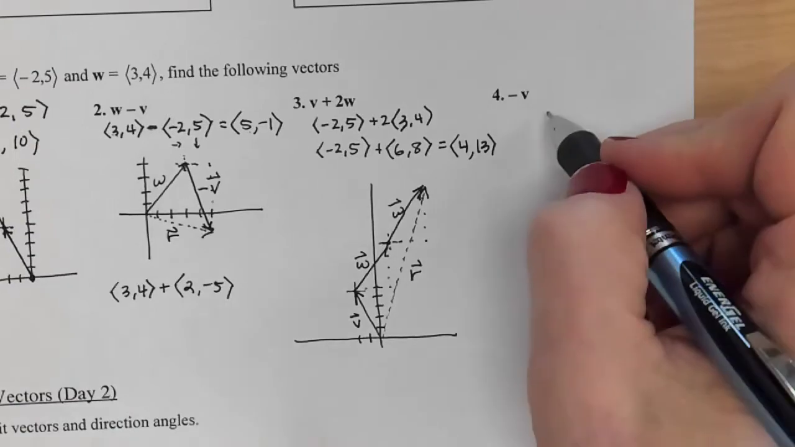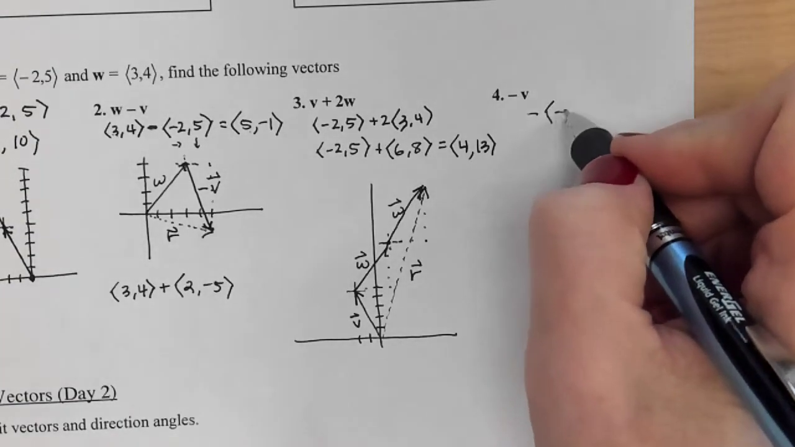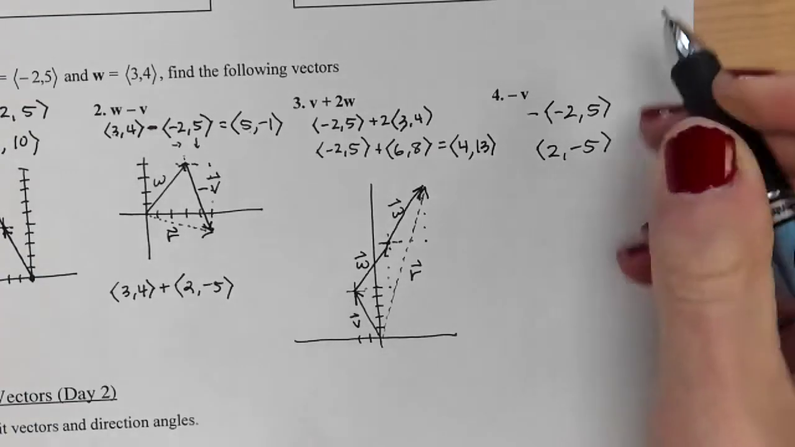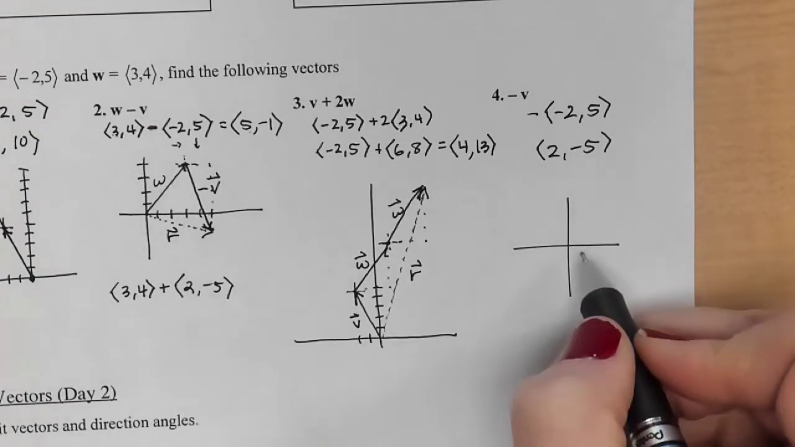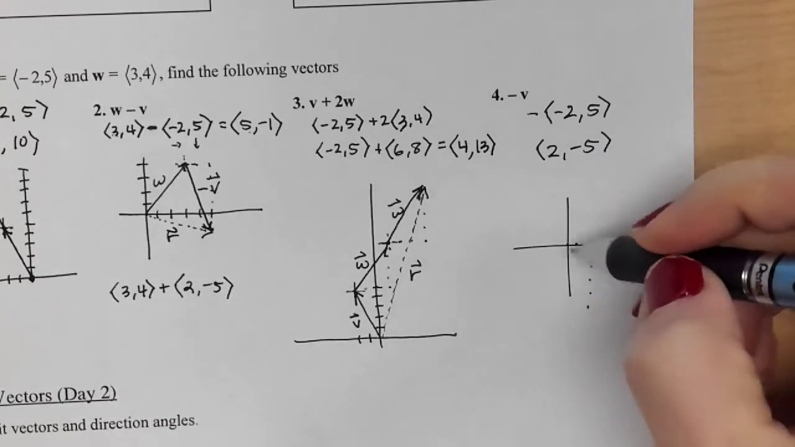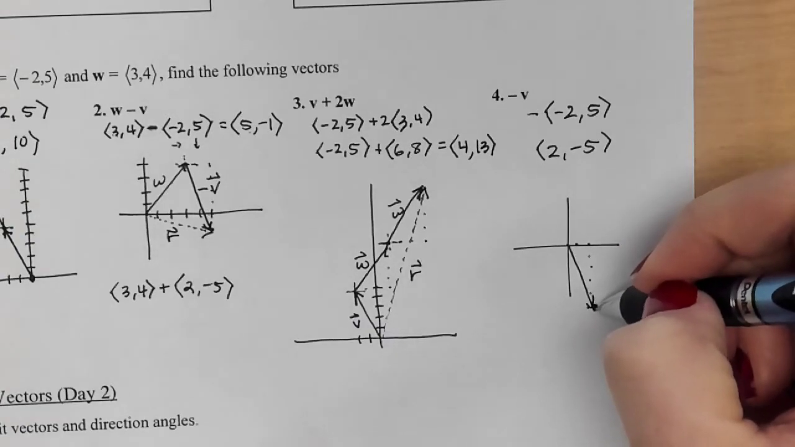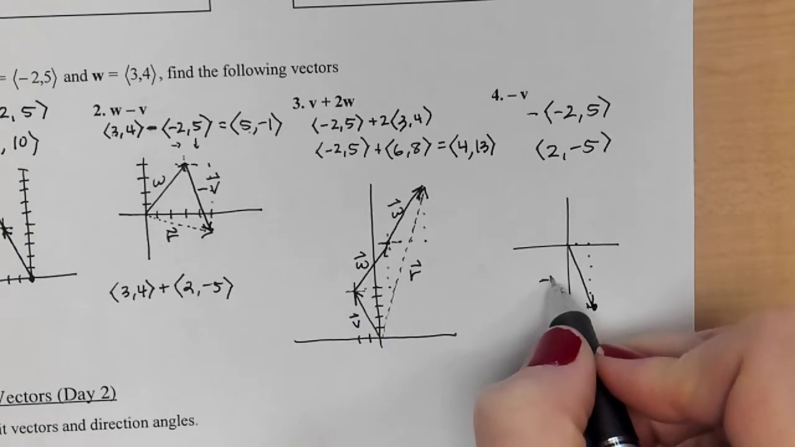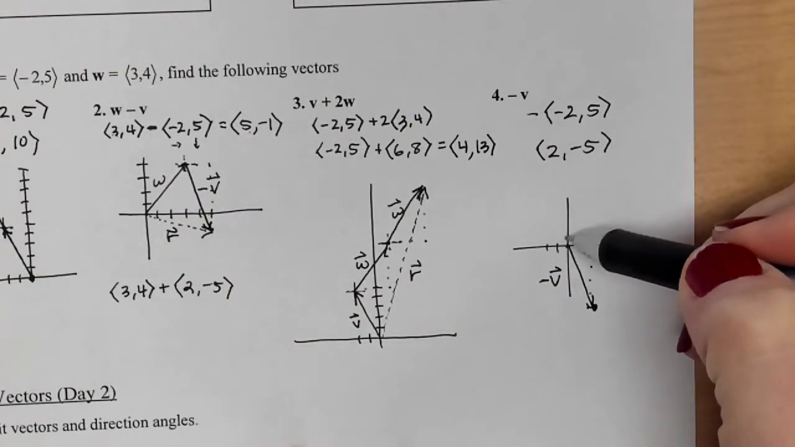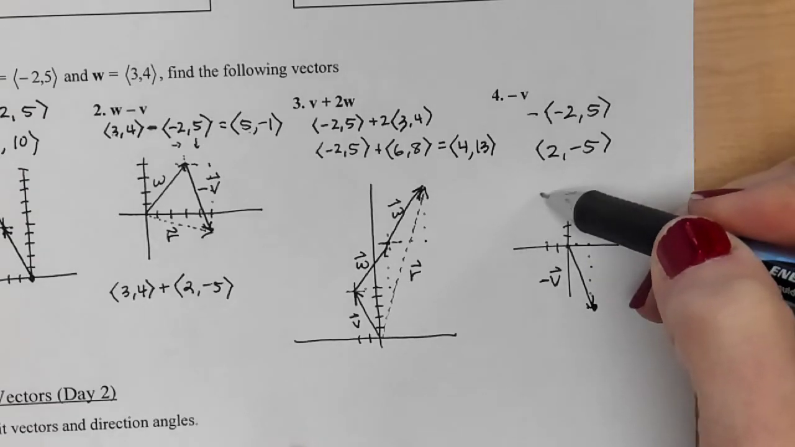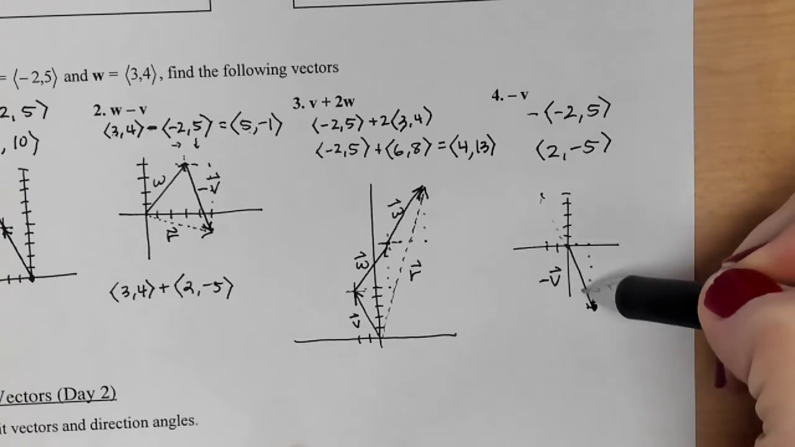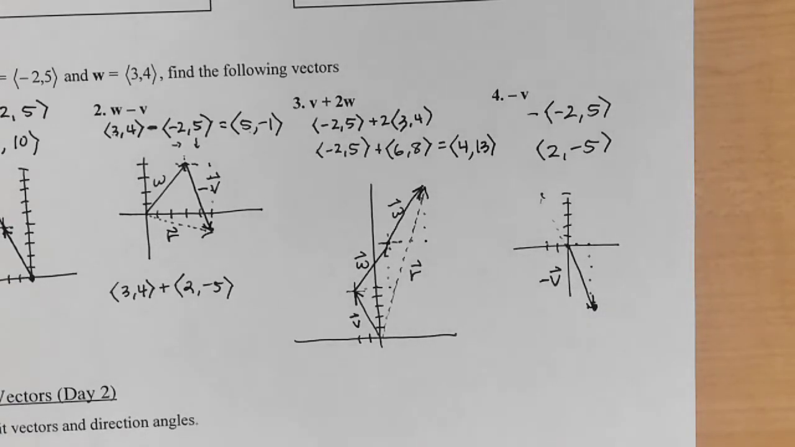Next up, we just have a negative v. That just means I'm going to take v and flip it, make it go the other way. I'm going to change its signs. So I'm going to go to the right 2 and down 5. And that, oops, missed my dot. And that is what a negative v looks like. Normally v would have been negative 2, 1, 2, and then up 5. So as long as we are going in the opposite direction, same magnitude, we did a negative vector.